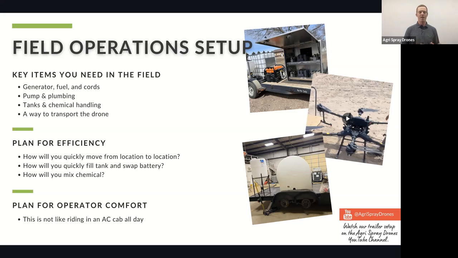What is right for you may not be right for somebody else, but things to think about are, where are you going to put your generator? Because you have to have a generator, storage for fuel, running cords, plumbing is huge. So what it boils down to is how do you set up for efficiency? Move from one location to the next quickly and swap batteries and fill tanks on the drone quickly as well. And of course, plan for operator comfort, because there is no AC cab on these drones. You have to make your own.